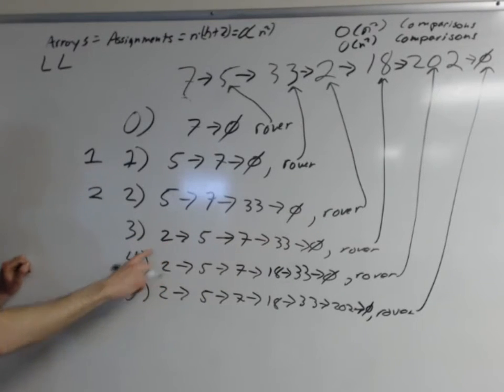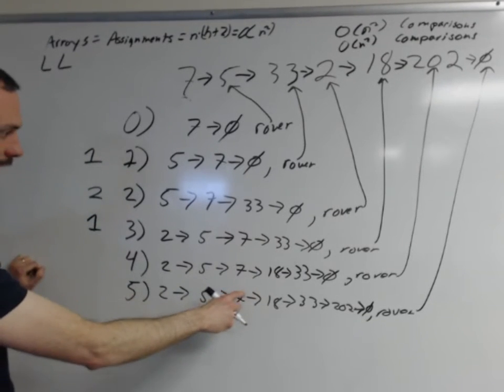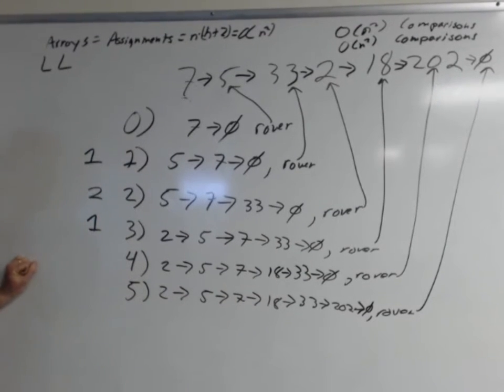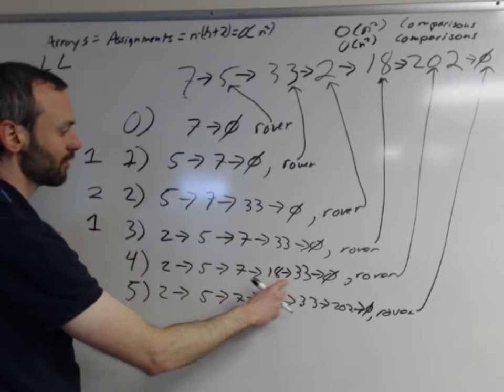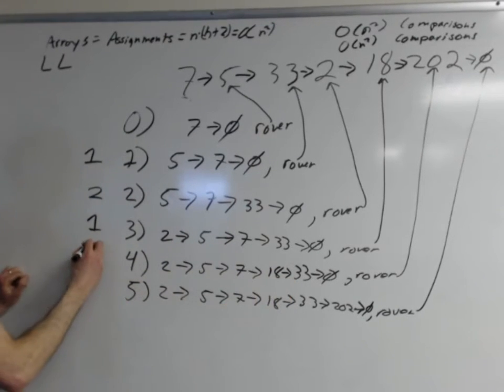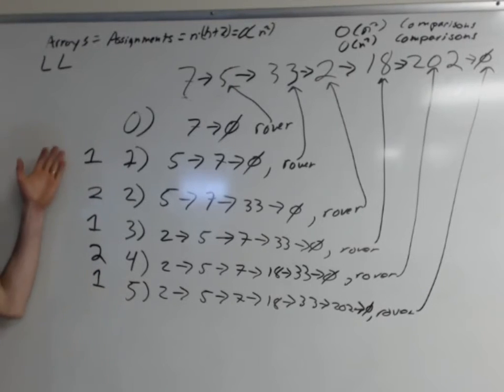When you added the 2, how many assignments were there? 1. And over here we're adding the 18. How many assignments were there? The 18 had to point to the 33, and then the 7 had to point to the 18. So that's just 2. And then over here, 202, how many assignments? Just 1. So worst case, you have to do 2 assignments each time, which is O of 1.